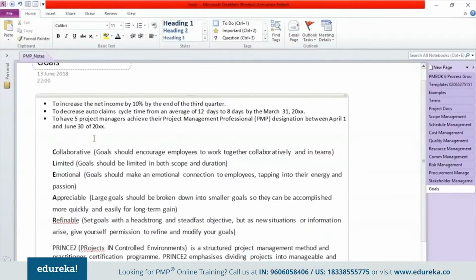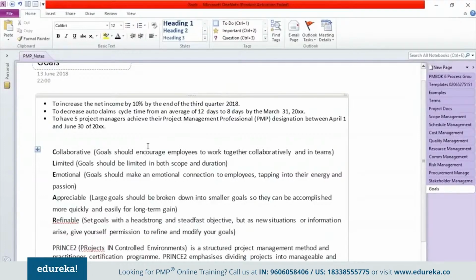To increase the net income by 10% by the end of third quarter 2018, for example. By this goal, I would get better clarity in terms of what the expectation is. In this goal, it's very clearly mentioned that we have to focus on increasing the net income. By how much? By 10%. By when? By the third quarter. Which year? 2018. So we could be a bit more specific over here, right?